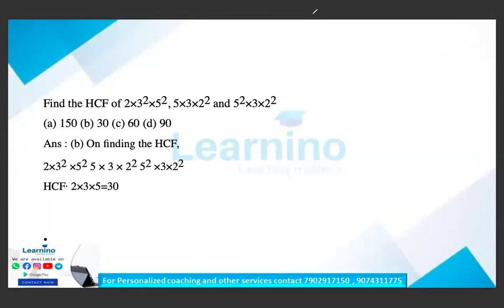Find the HCF of 2 into 3 power 2 into 5 power 2, 5 into 3 into 2 power 2, 5 square into 3 into 2 power 2. So 2 is common in all these. So 2 into 3 power 2. 3 is common. Then 5 is common. So 30 will be the answer. Option B is the answer.